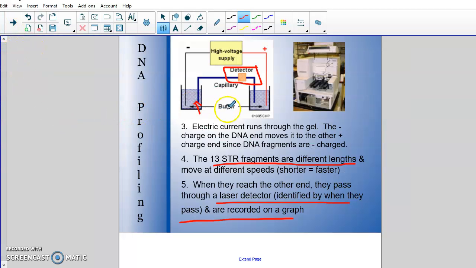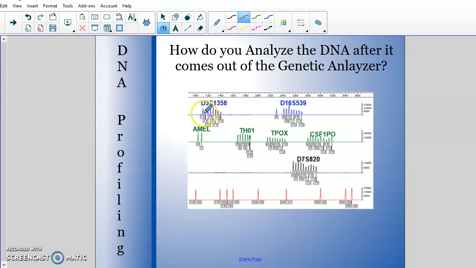All right, so we just finished talking about the process of how capillary electrophoresis works and how the STRs are passed through a laser detector and recorded on a graph. And so here's what you get as a printout from the genetic analyzer. The genetic analyzer is the machine that the capillary electrophoresis happens in. You get a printout that looks like this, well, similar to this.